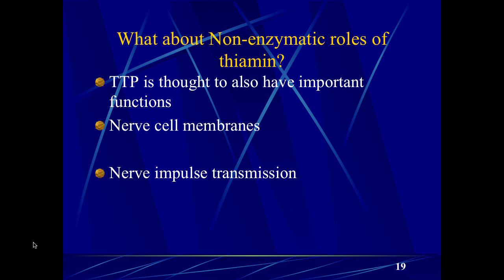Okay, so the last part about functions of thiamine. So this is non-enzymatic. There's a form of thiamine which is thiamine triphosphate. It's also thought to have important functions. But this form of thiamine is not functioning as a coenzyme. Thiamine triphosphate has important functions, but it doesn't work as a coenzyme. It's believed to be part of nerve cell membranes and involved in nerve impulse transmission.